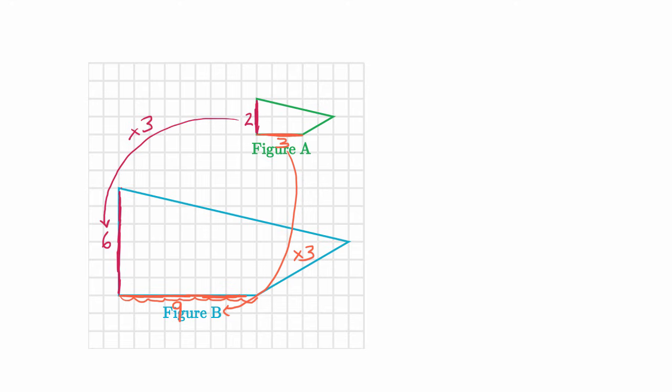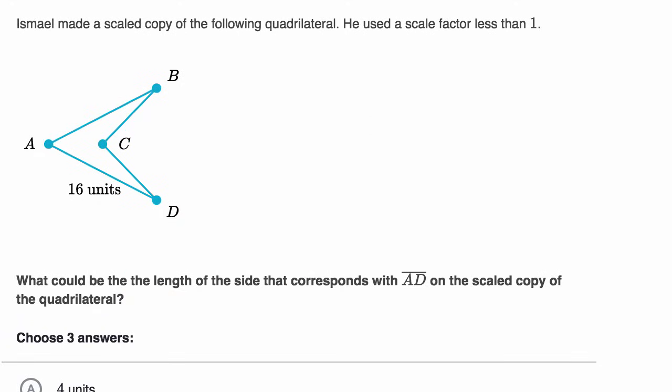Let's do another example. So here we are told Ismail made a scaled copy of the following quadrilateral. He used a scale factor less than 1, all right? And then they say what could be the length of the side that corresponds to AD. So AD is right over here. AD has length 16 units in our original quadrilateral. What could be the length of the side that corresponds with AD on the scaled copy of the quadrilateral?